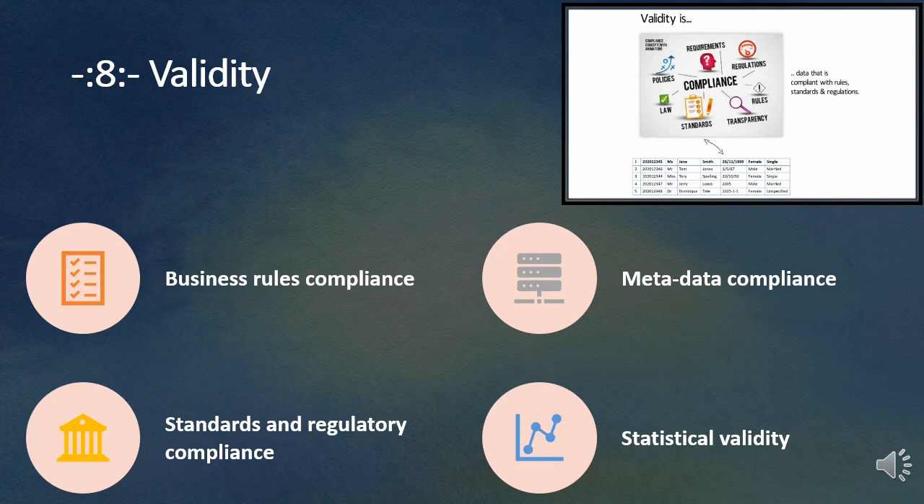This characteristic, then, is a measurement of how well the data matches these defined business rules. The second characteristic is metadata compliance. This characteristic measures how closely stored data matches the metadata. For example, if the metadata states that an attribute is unique, then is it stored in such a way that duplicate records cannot be created? The third characteristic is standards and regulatory compliance. Data may be related to or defined by regulations and legislation. This characteristic measures the degree to which data aligns with any relevant regulations.